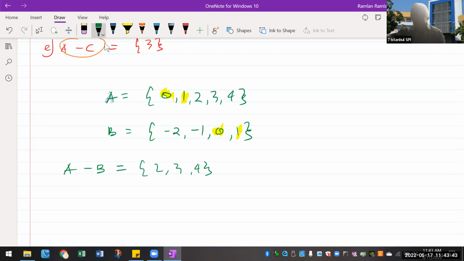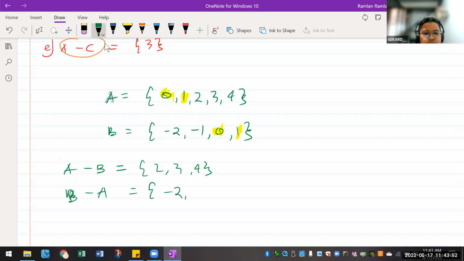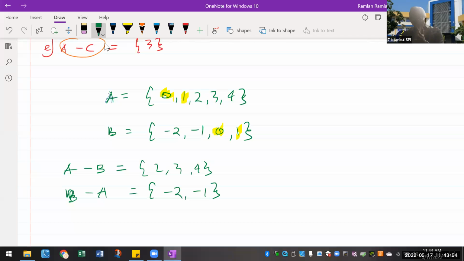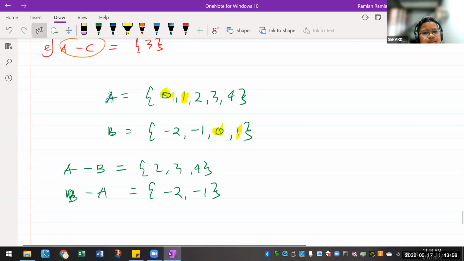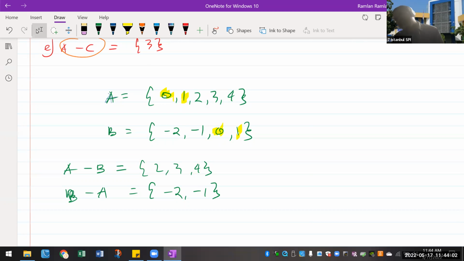Betul sekali. Kalau ini B minus A berarti gimana? -2, -1. Udah selesai. Mantap. Gampang kan? Lumayan, memang gampang karena tidak sulit. Ya, udah gitu aja.